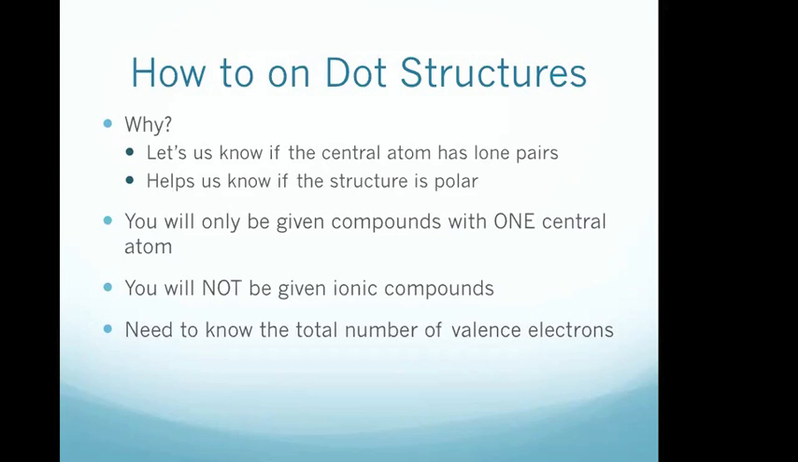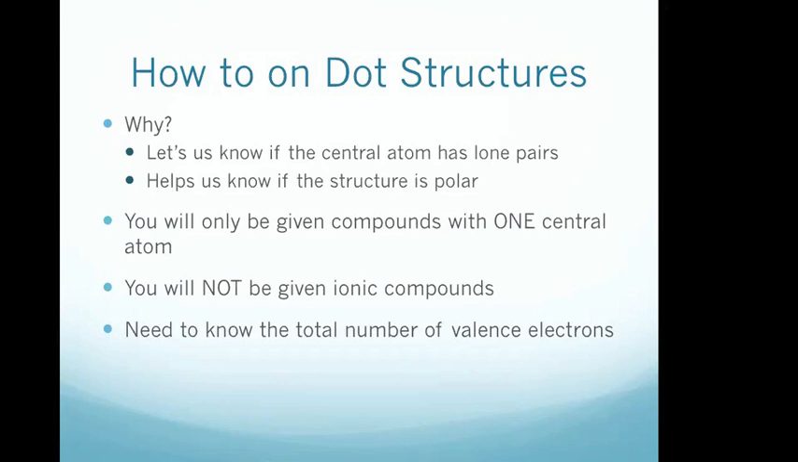Now, you can do dot structures with really big molecules, but we're going to stick with ones that only have one central atom and everything else is attached to it. So don't worry about some of the more complex examples you might see, whether you're looking in the book or online. We're just going to stick with the simplest examples. I don't like to use dot structures with ionic compounds because usually we use the dot structures to show sharing of electrons, and ionic compounds don't share electrons. They transfer the electrons to the other atom. So we're just going to stick with nonmetals in our structures.